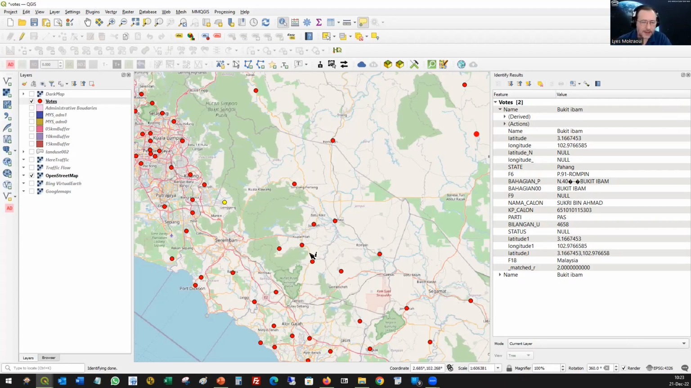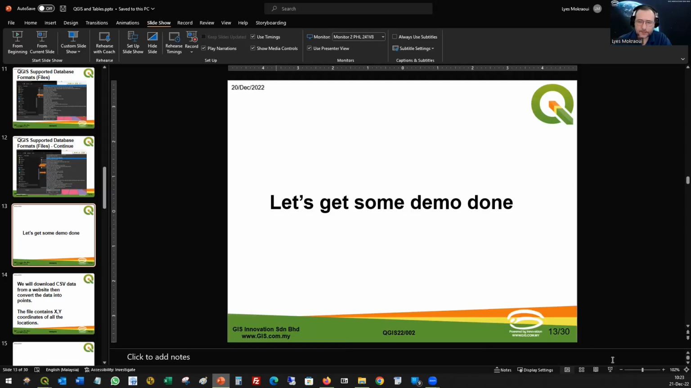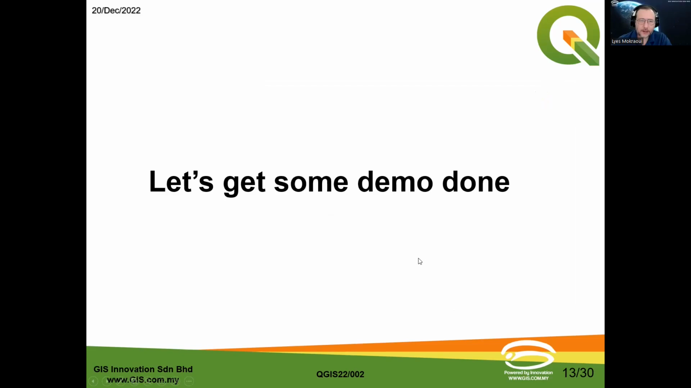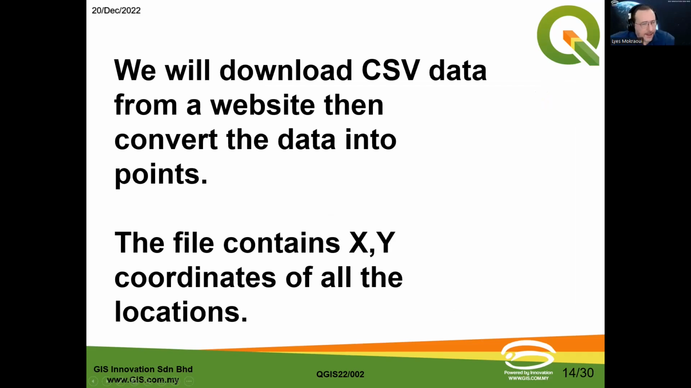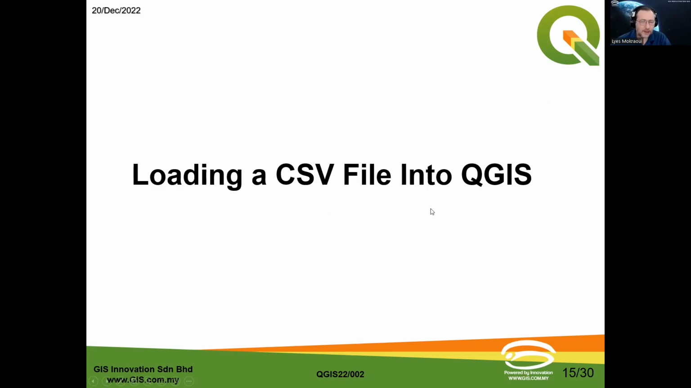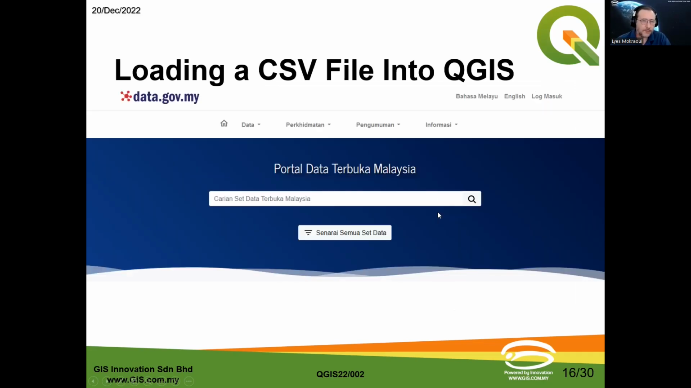Let's go back to our slides. In this next demo, I'm going to download a CSV file from a website, then convert the data into points. I'm going to show you how to do that. It's very simple. The file contains X, Y coordinates of all the locations. So we are going to load the CSV file into QGIS. The data will be taken from data.gov.my.